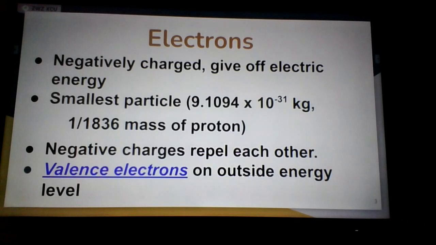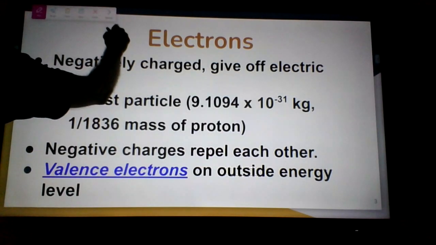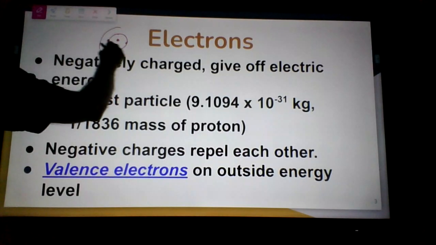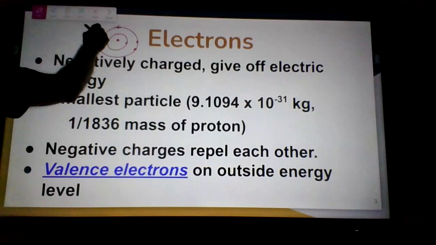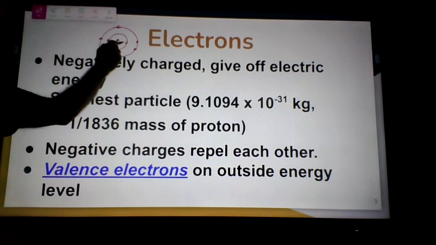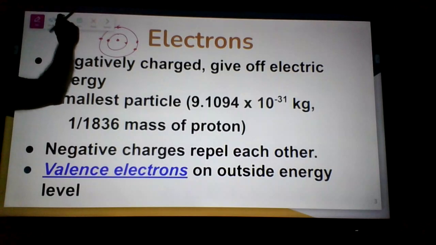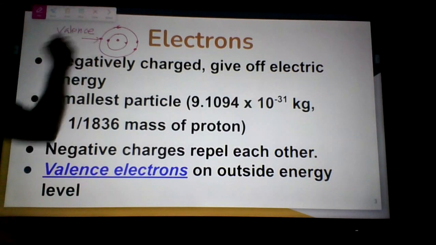I mentioned valence electrons just a little bit ago. These are the ones on the outside energy level. Now, I can't draw, but I'll see if I can put somewhat of that model back on the screen that you saw on the last page. There's your nucleus. There's your first energy level for carbon. Carbon has a total of 6 electrons. So 1, 2, 3, 4 on the outside, plus these 2, that makes 6. Valence electrons are the electrons on the outside energy level.